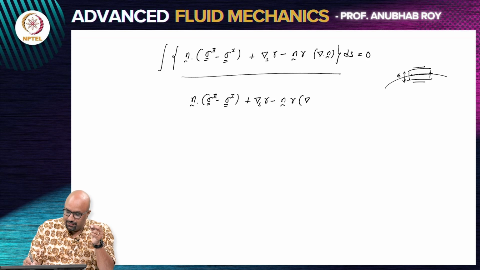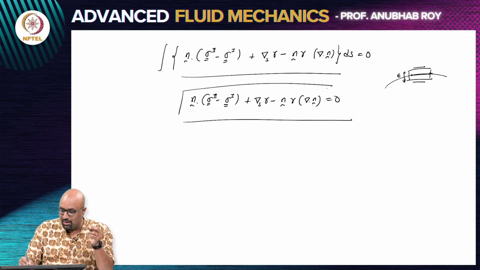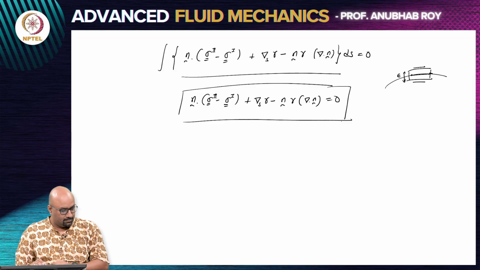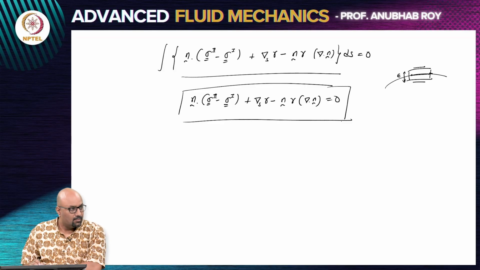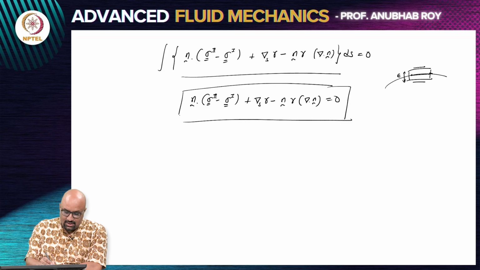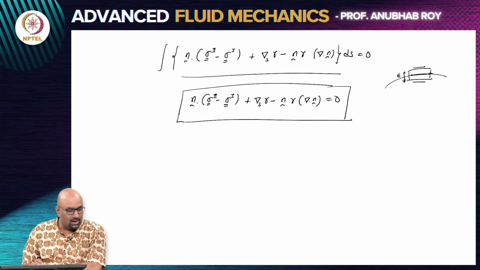I now have the following as my dynamic boundary condition. Now this in this particular form is not very easy to understand what is going on. So it gives me a jump in the surface force expressed in terms of surface gradients of surface tension, and then del dot n is my curvature.